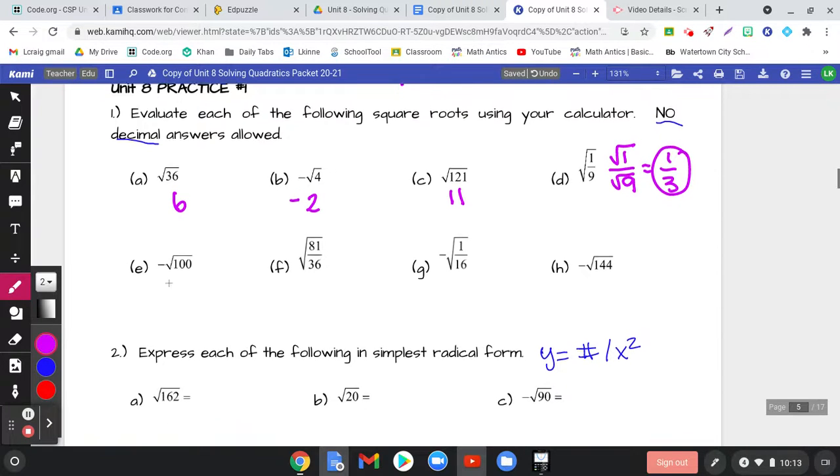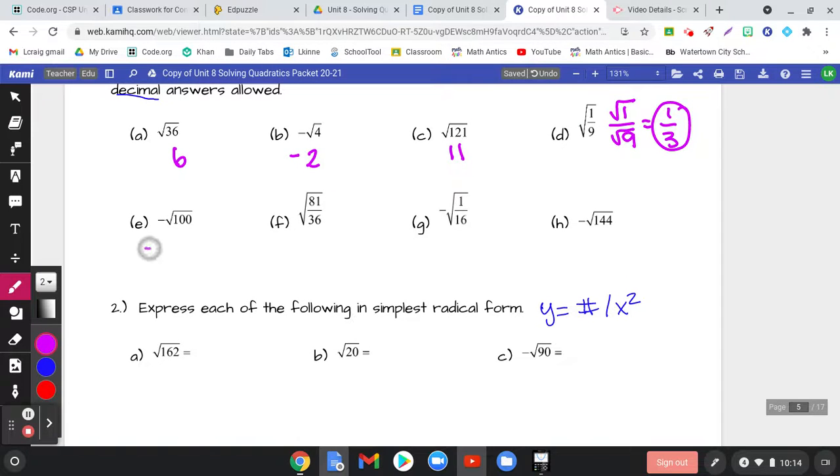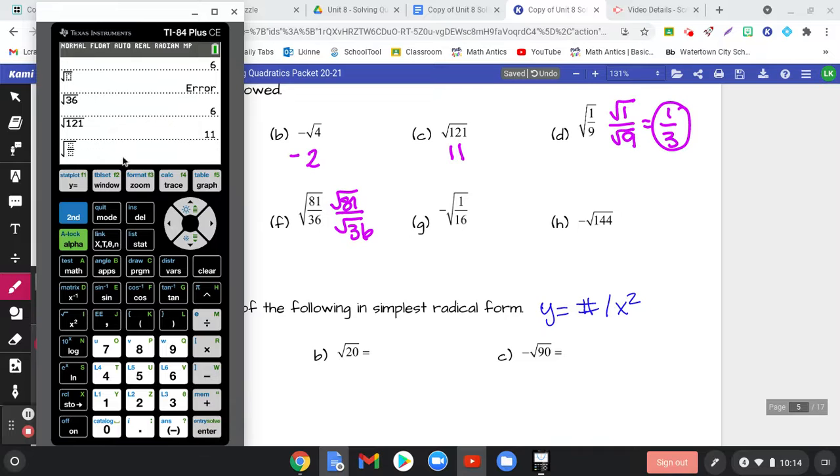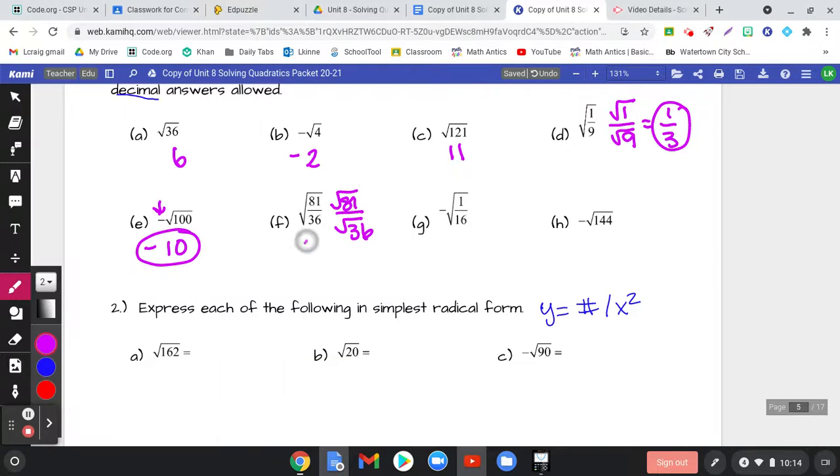Okay, square root of 100 is not 50, it's 10, so it would be negative 10 because of the negative out front. Square root of 81 divided by the square root of 36. Again, you don't have to show this step, but if you wanted to, second x squared, you can put it all in at once. Alpha y equals, hit enter to get your fraction. 81 over 36, hit enter. It will simplify it for you.